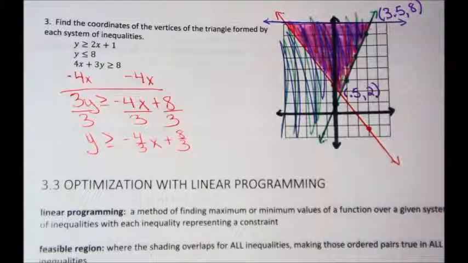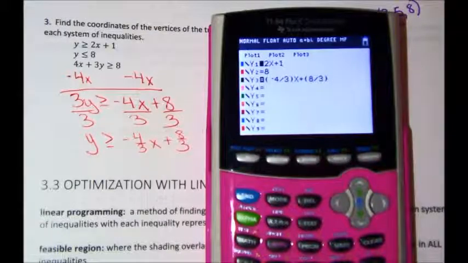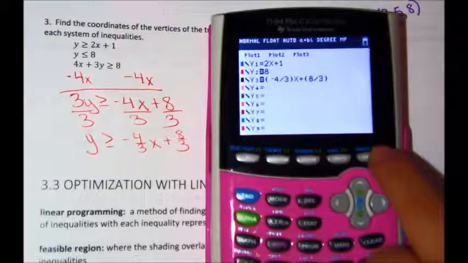Then go back to y equals and select the final 2 equations. I'm going to unhighlight the equal sign for the first equation and re-highlight the second equation. Then graph.